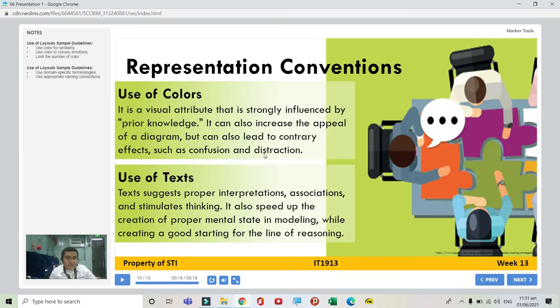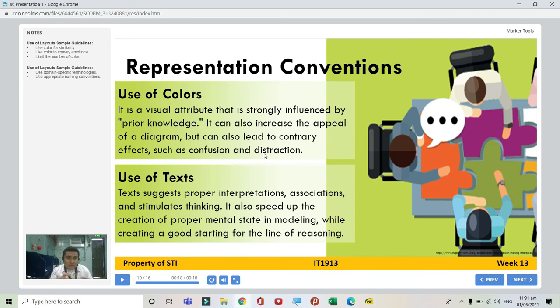Okay? The use of text. Text suggests proper interpretations, associations, and stimulates thinking. It also speeds up the creation of a proper mental state in modeling while creating a good starting point for the line of reasoning. Okay? Usually, ang ibig sabihin nito is that when you use text in creating models, they are to be used as labels. Yung labels naman is that we tend to use talaga kung ano yung name nila. Like for example, a computer. If yung sa description niya is really a computer, use the word computer, not personal computer, 'di ba?